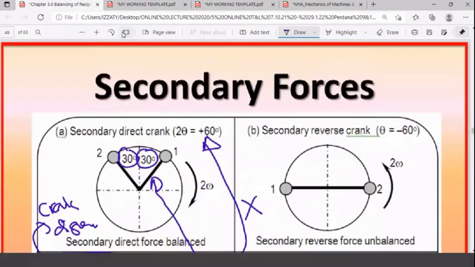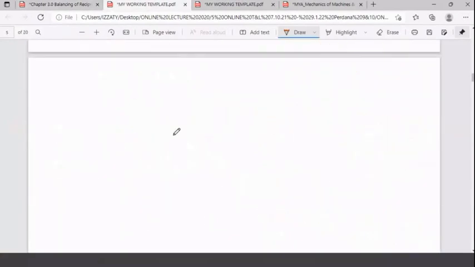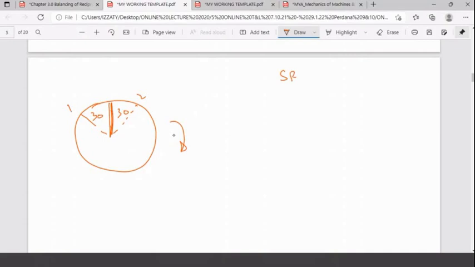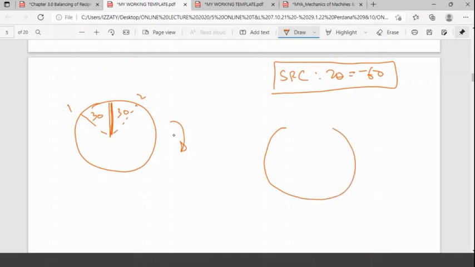Secondary reverse. I'm going to share with you secondary reverse. Crank 1, 2, again 30 degrees, another 30 degrees. A couple of minutes, and we will close our session today. So this one is the secondary reverse crank diagram, where you find that your 2 theta is equal to negative 60. So this one is the results. This one is omega. This one, put it here, 2 omega.